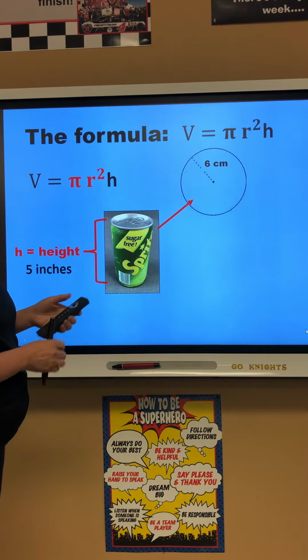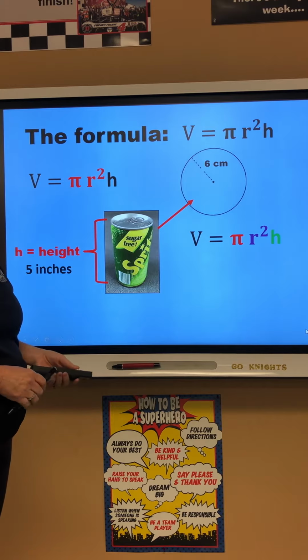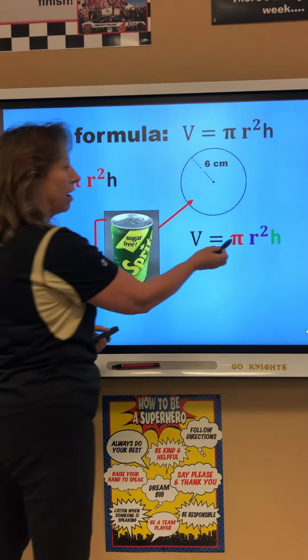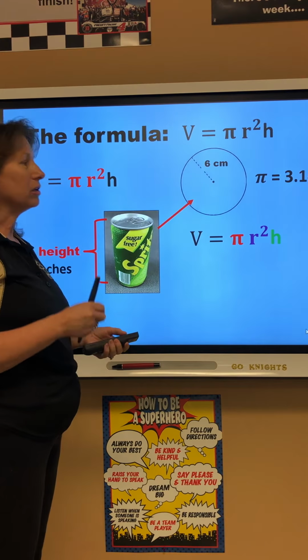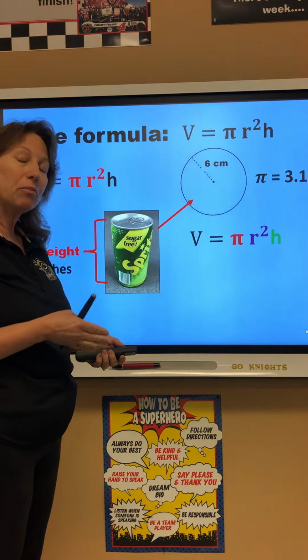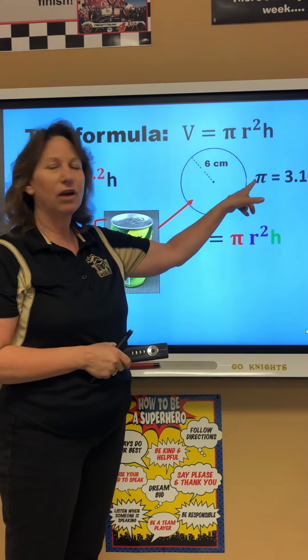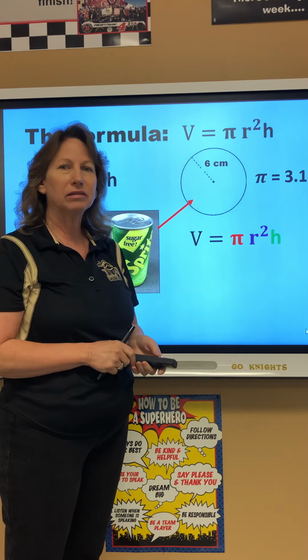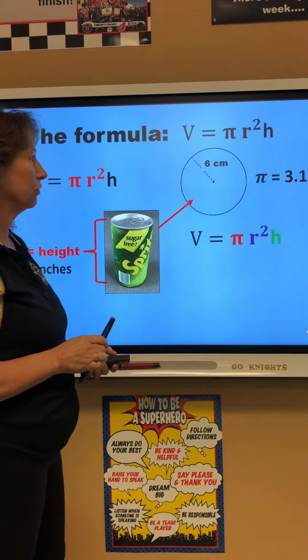Okay, so now we're going to take all this and put it together in our formula, which looks like that. You should remember that pi is always equal to 3.14. You can type into your calculator 3.14, or you can use the pi key. If your calculator has a key that has the pi symbol on it, you can just touch that and it should put 3.14 into your calculator.